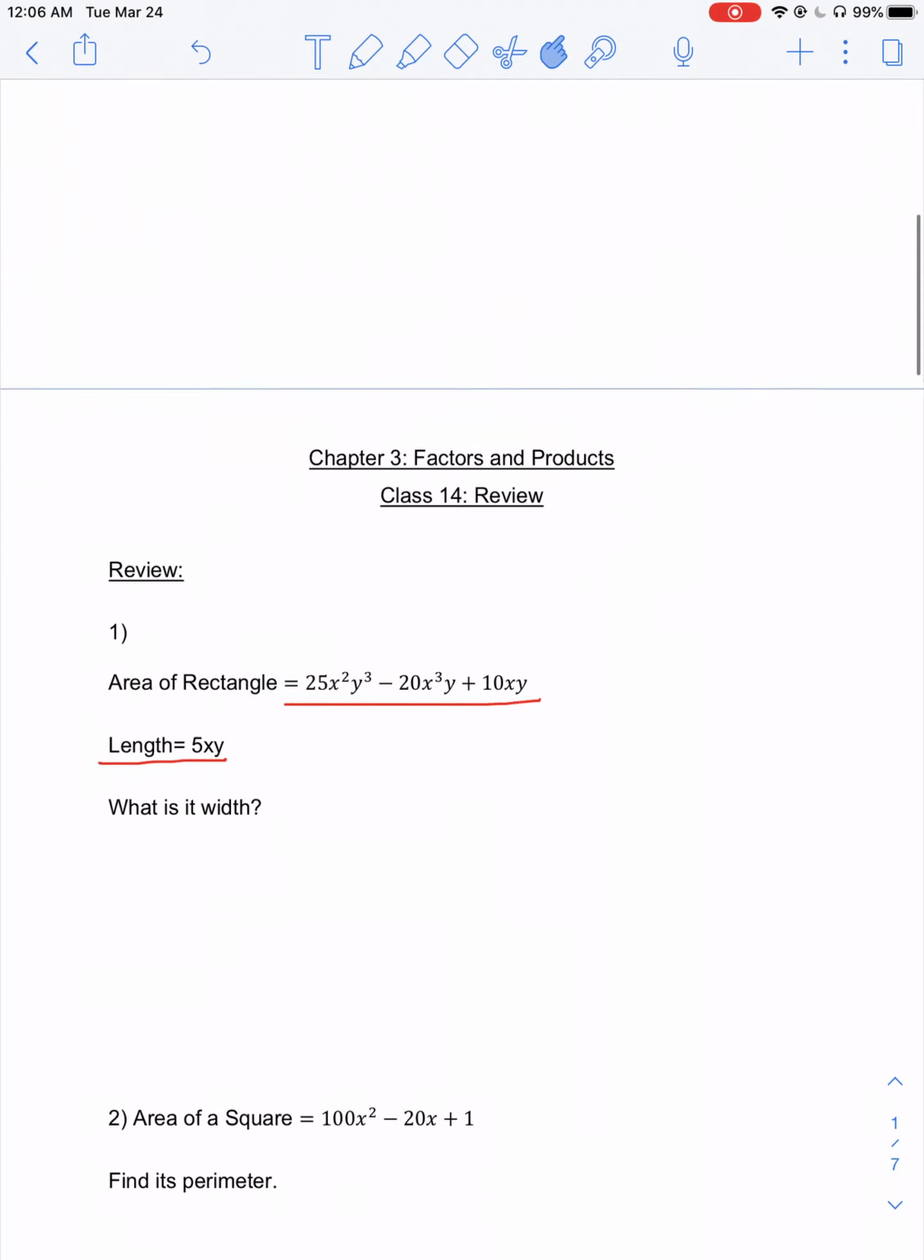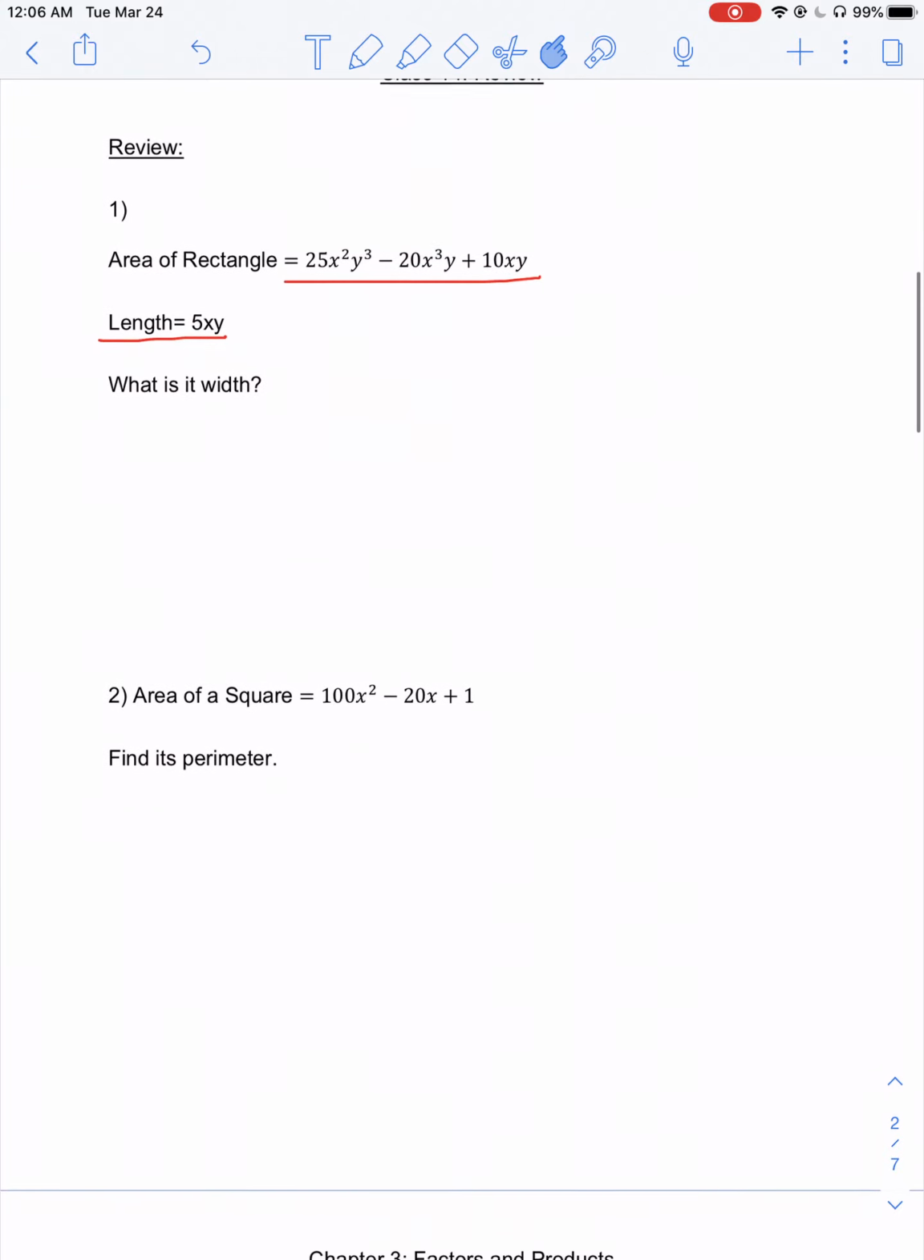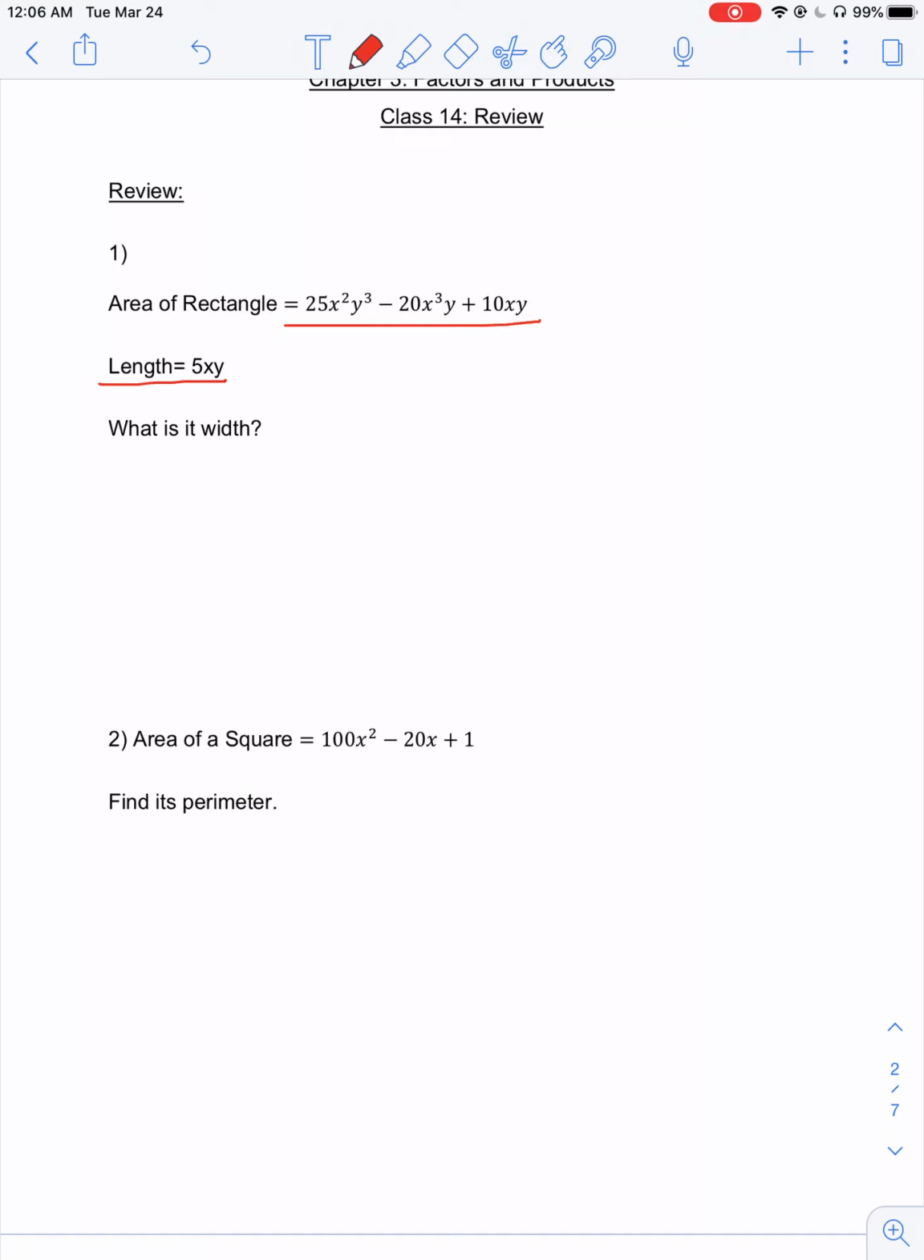So how will you do that? This is kind of tricky, but let's just write down the formula, okay? The formula to find the area of the rectangle is just area equals length times width. So the length is already given to us, okay? So what we have to do is rely on factoring, okay? I'm going to have to factor this, but they have already done that for me, okay?